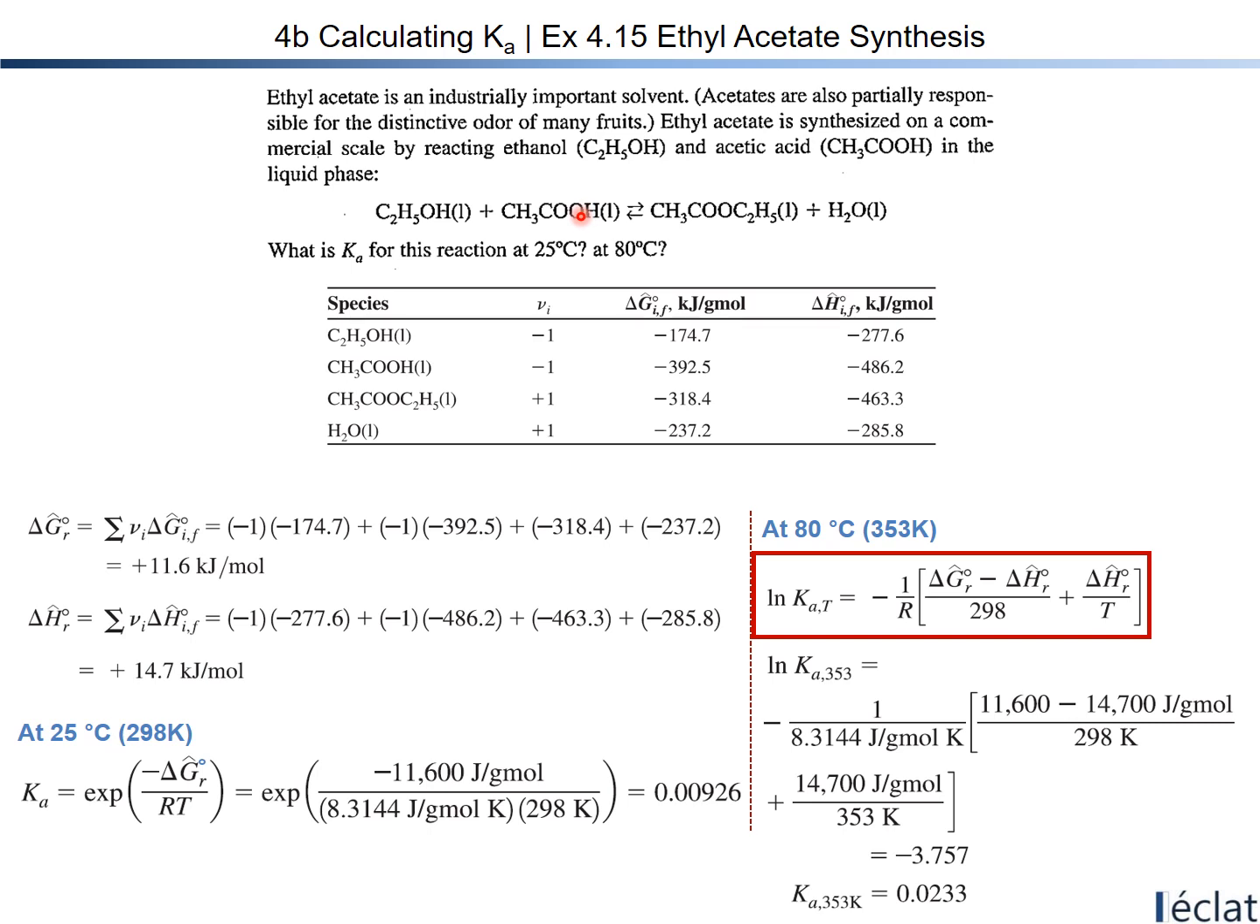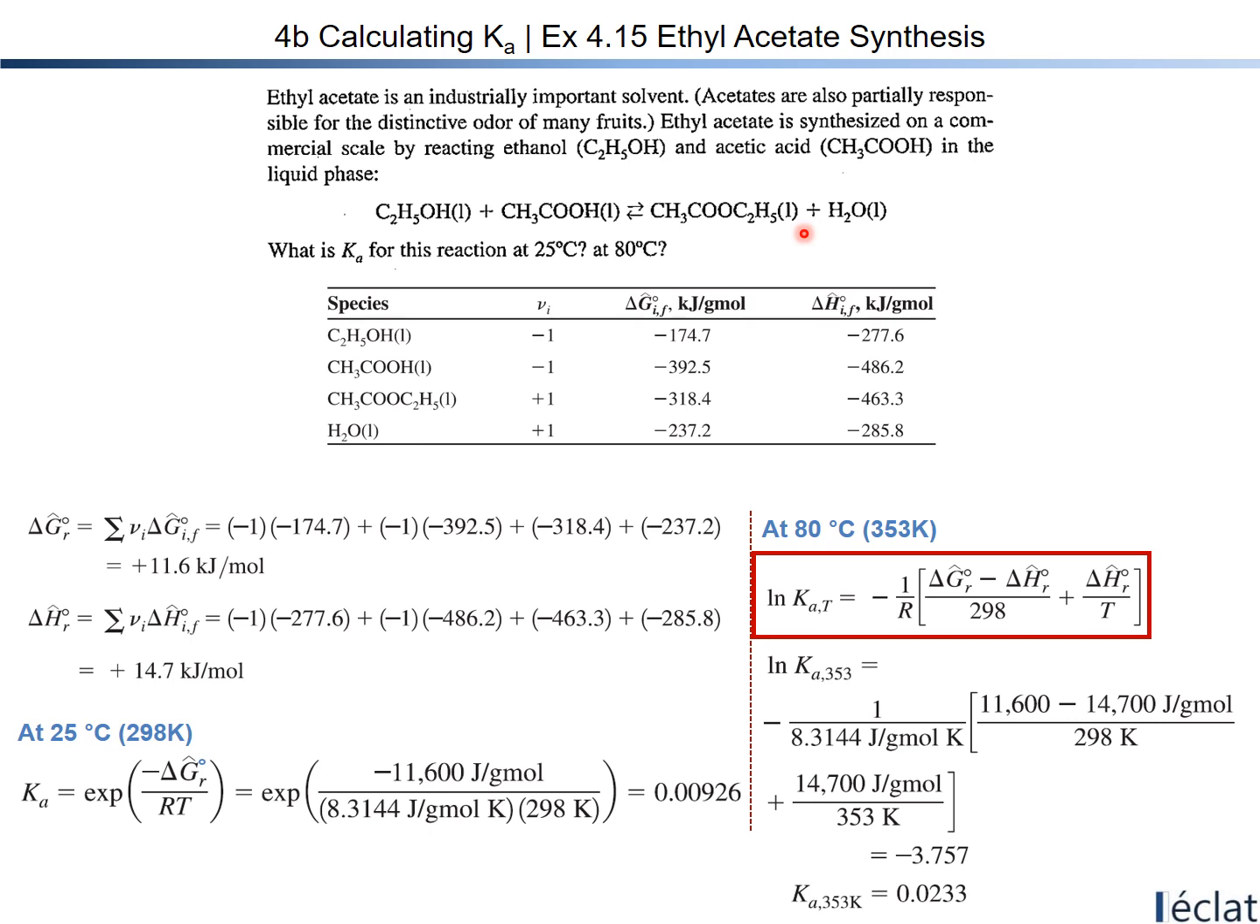Then we have some values of the formation energy for the Gibbs free energy and also enthalpy. It means we could calculate the Gibbs free energy of reaction at the standard state and also the enthalpy of reaction at the standard state from the formation energies. Those four species are involved in those reactions.